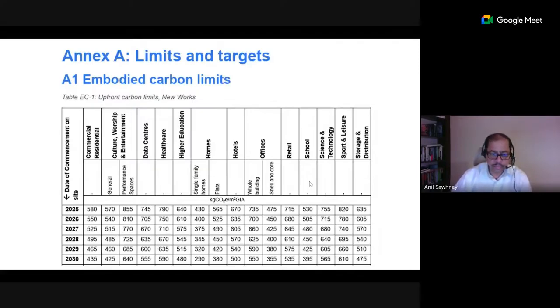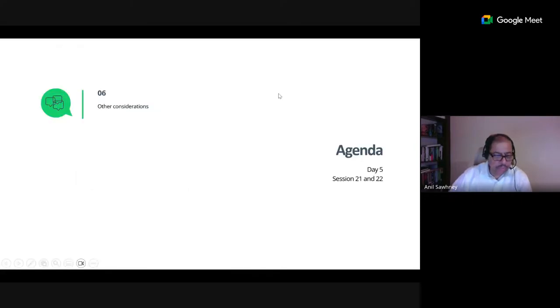Okay, so any questions on the UK net zero carbon building standard? I think several of you were asking me, what are the limits? This is an example of how a country has set limits.